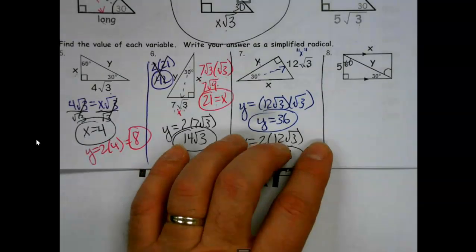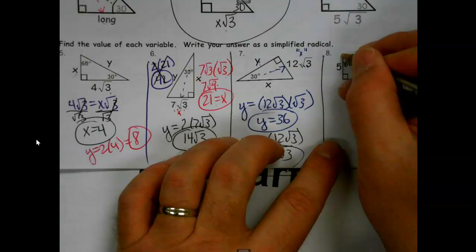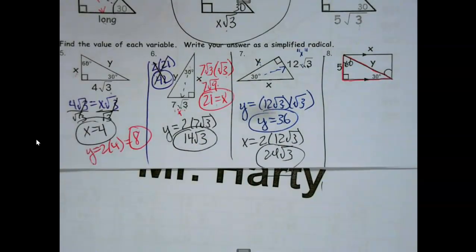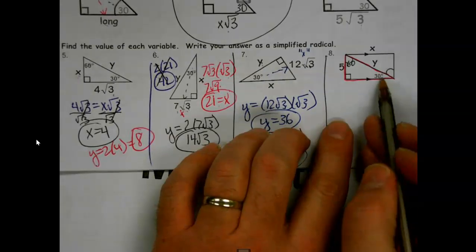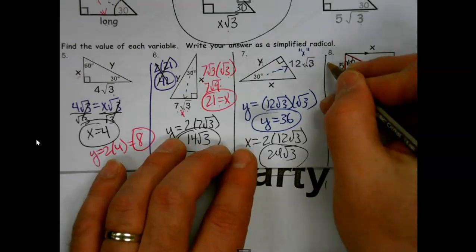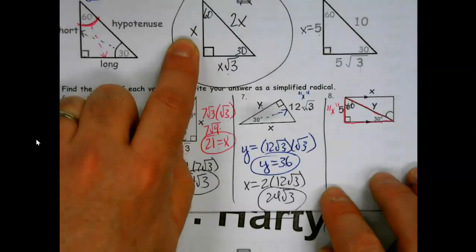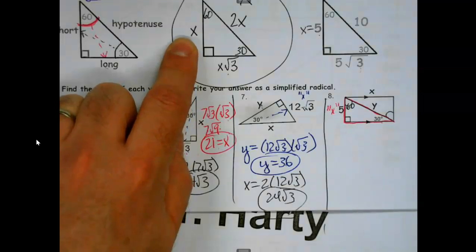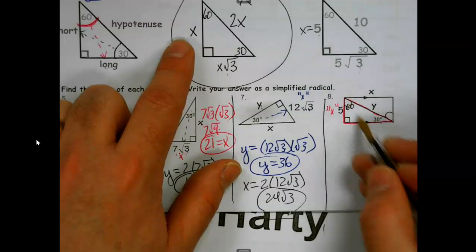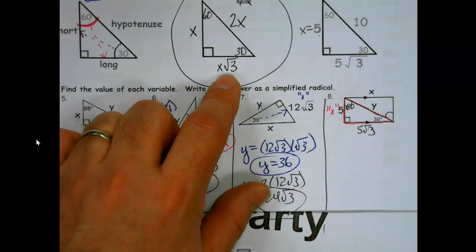All right, so let's see here. I got my 5. We're going to do like we did up above. 30. This is my short leg. This is my x. Well, that's going to make my life a little bit easier. At least it looks like it. So my long leg would be 5 square root of 3.